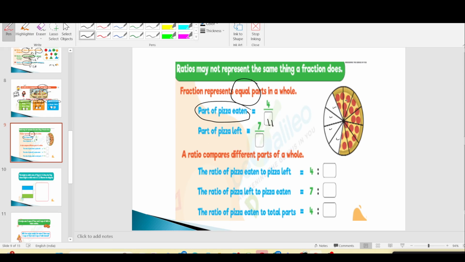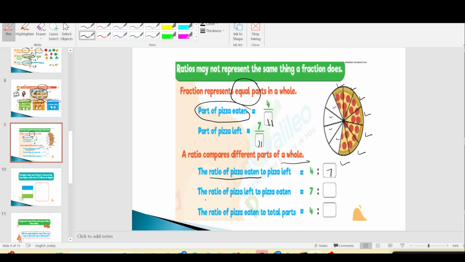Part of pizza left. So there are 7 slices left out of 11. So we can say 7 over 11. A ratio compares different parts of a whole. So the ratio of pizza eaten to pizza left, this is what we need to find. So ratio of pizza eaten. How many slices are eaten? 4, right? And how many slices are left? 1, 2, 3, 4, 5, 6, 7. How many are left? 7. So the ratio of pizza eaten to pizza left is 4 ratio 7 or 4 to 7, right?